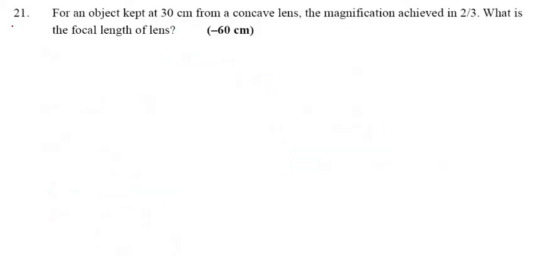Now come to the next one, that is 21. For an object kept at 30 centimeters from a concave lens. So the lens is concave, so u will be equal to minus 30 centimeters. It is clear that it is minus 30 centimeters.